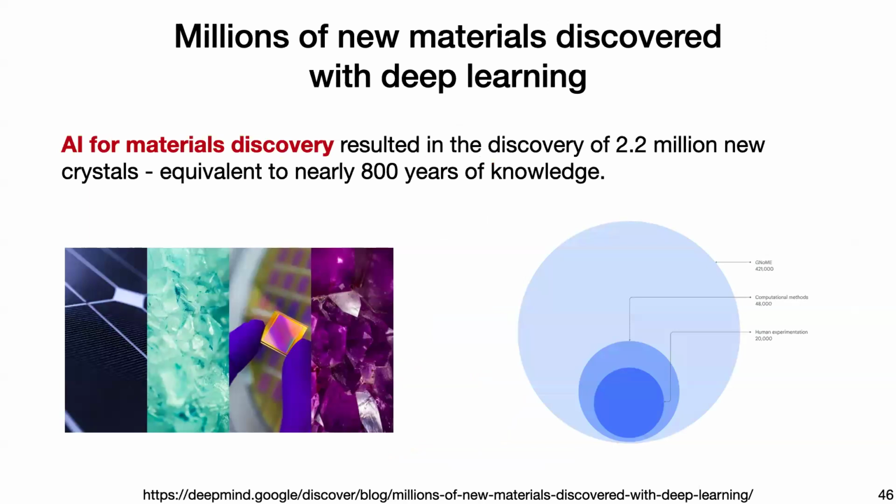Even more recent than that, I think I saw at Google, they did AI for material discovery. They discovered 2.2 million new crystals, which is a huge scientific advancement equivalent to 800 years of knowledge. This is the graph that they showed in their article. For human experimentation, they got 20,000. Maybe these are the interesting crystals, because they labeled 421,000. And from traditional computational methods, they got 42,000. That's non-machine learning methods, just simulation or traditional HPC.